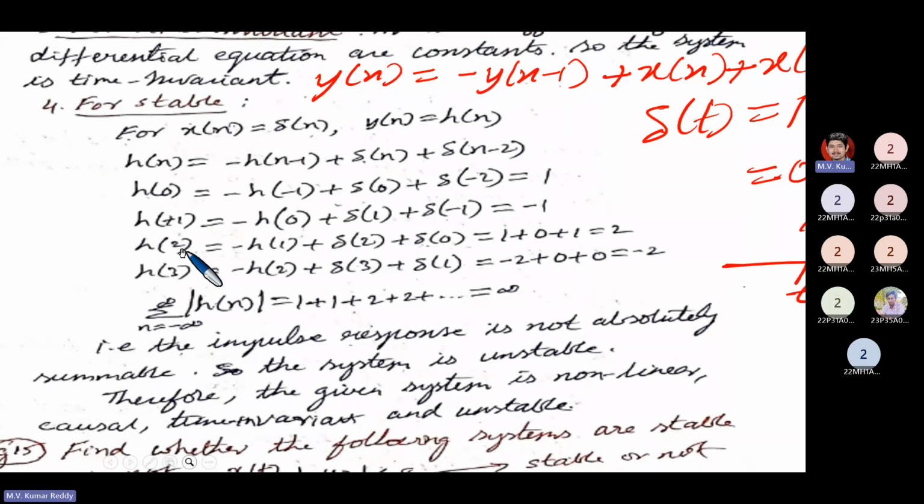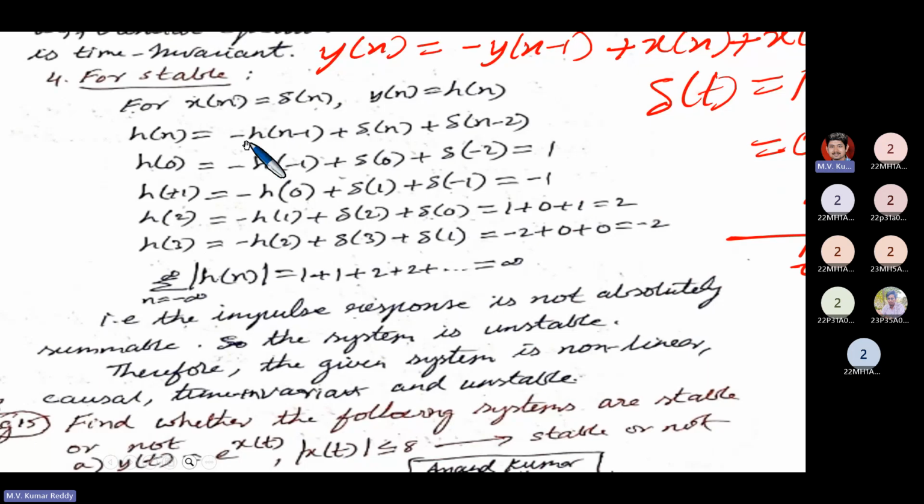Next, put n is equal to 2. Now 2 minus 1 is 1, and 2 minus 2 is 0. Already previously h of 1 is minus 1. So here minus of minus 1 gives plus 1. Delta of 2 is 0, and delta of 0 is 1. So 1 plus 0 plus 1 is 2. Now what is the value? h of 2 is 2.